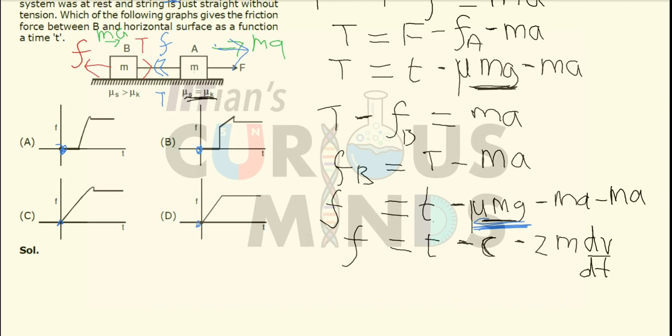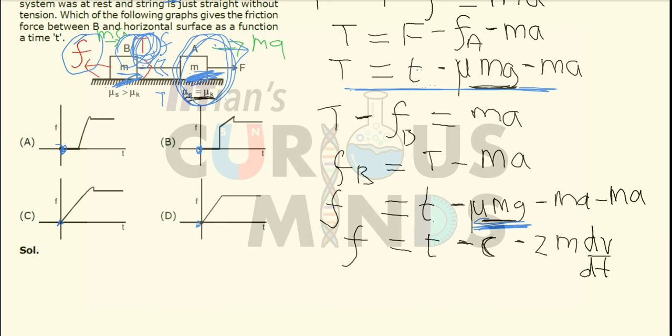Till this block starts moving, this block will not experience any friction force, because till this block just starts moving, the tension over here will be equal to 0. If there is no tension on block B, there is no point of friction force, because the applied force on block B is equal to 0. So initially the friction force on block A will go on increasing, but on block B it will be 0, because the tension over here will be equal to 0.